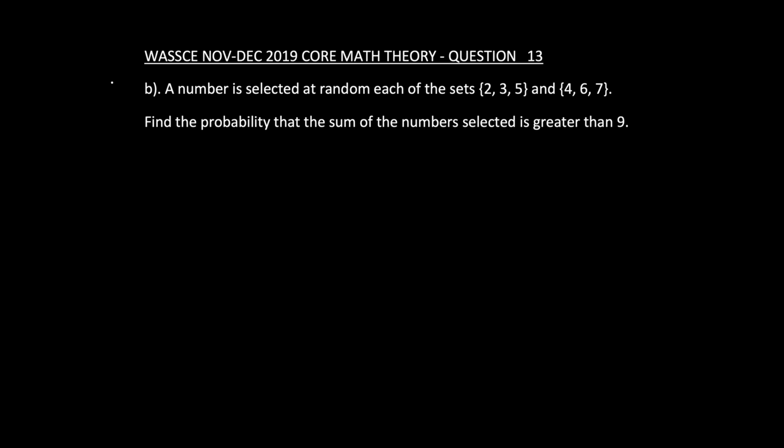So we are moving on to question 13B. Question 13B. A number is selected at random each from the sets 2, 3, 5 and 4, 6, 7. Find the probability that the sum of the numbers selected is greater than 9. So let's begin with our solution for 13B. It says that we should find the probability that the sum of the numbers selected is greater than 9. So first let's look at all the possible sums we can get.